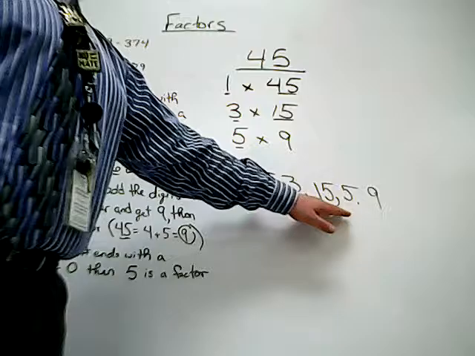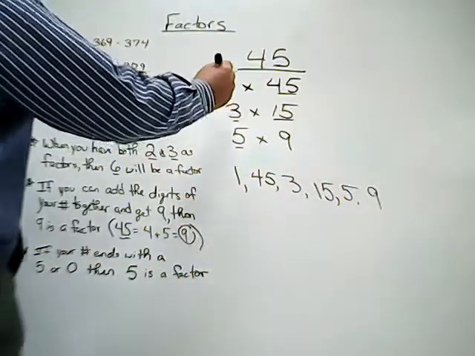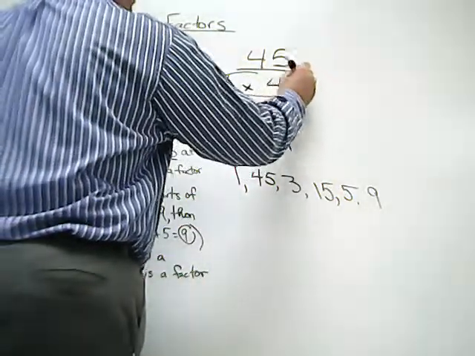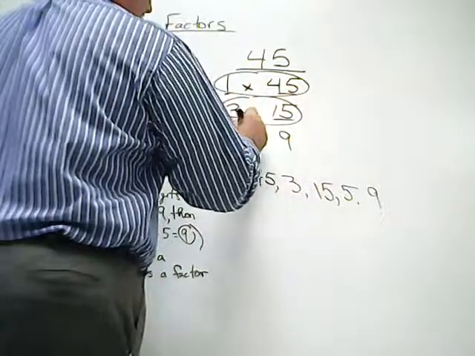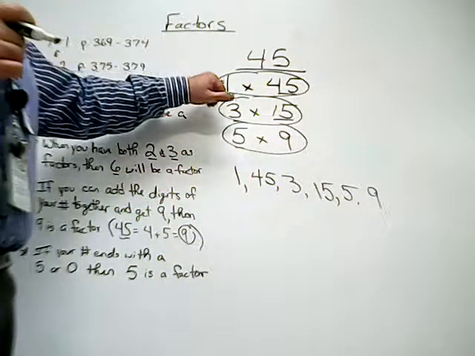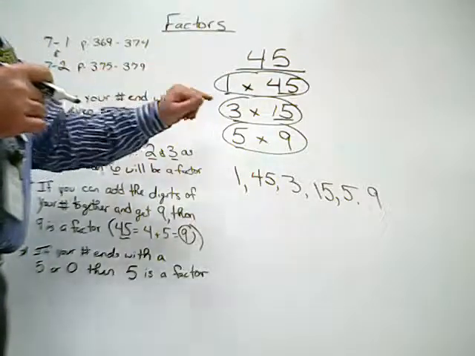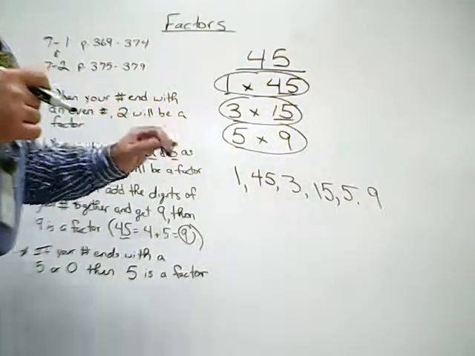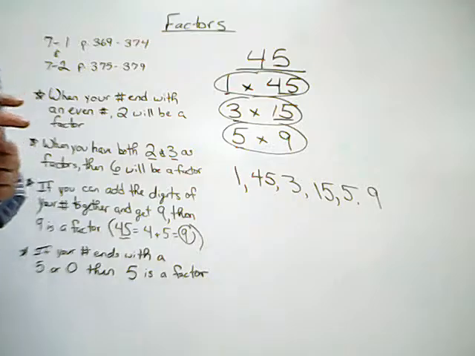These are your factors. This set here is called a factor pair. The reason it's called a factor pair, as you might guess, is because it's a pair of factors. 1 and 45 form a pair. 3 and 15 form a pair. And 5 and 9 form a pair.